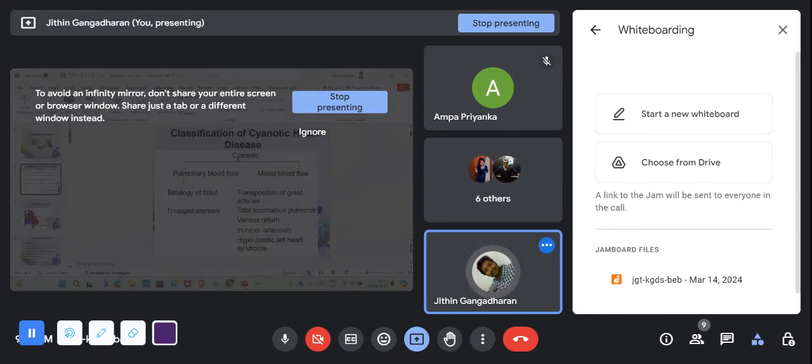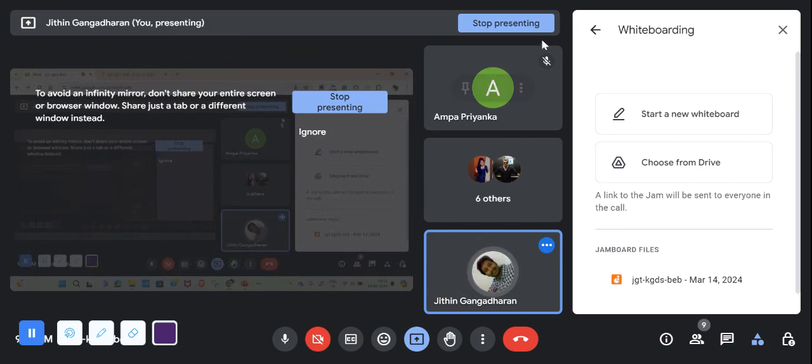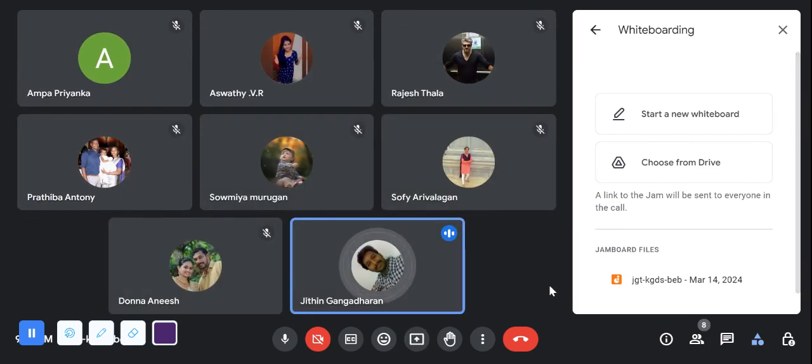So that was about transposition of great arteries and other conditions. So guys, do you have any doubts on this? Any doubt?